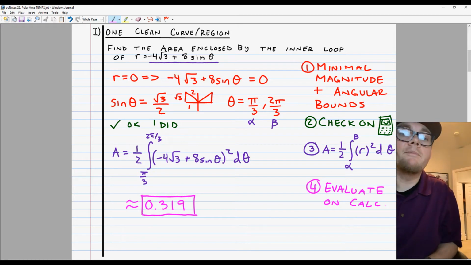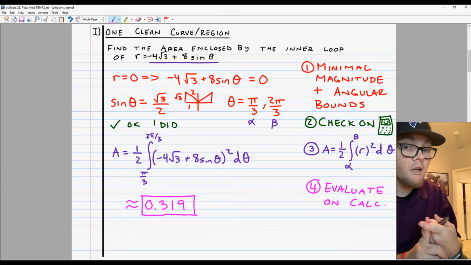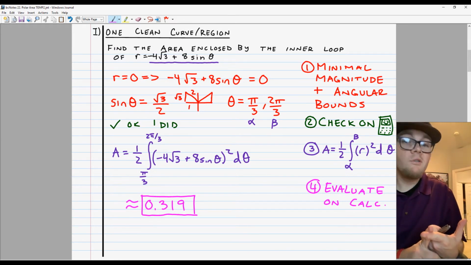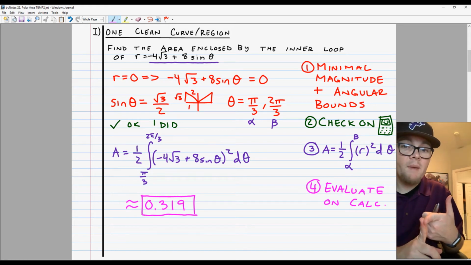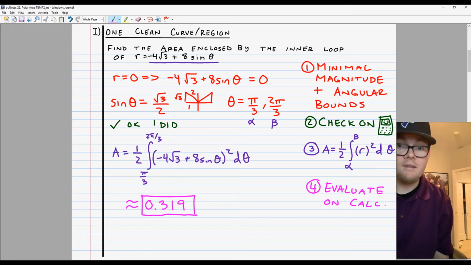So everything sounds good. And basically, for the simplest problems, the area of the inside of a limaçon, maybe the area of a single petal of a rose curve, those are pretty easy. You're just doing the same process: finding the angles that bound the region, setting up the integral, and then evaluating using a graphing calculator, because I'm a reasonable person. I'm not going to ask you to do it by hand.